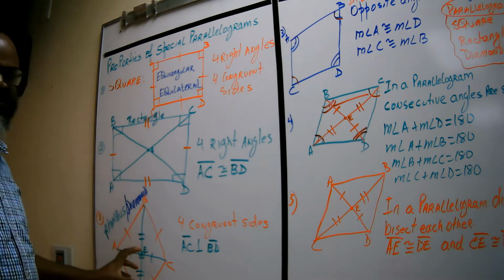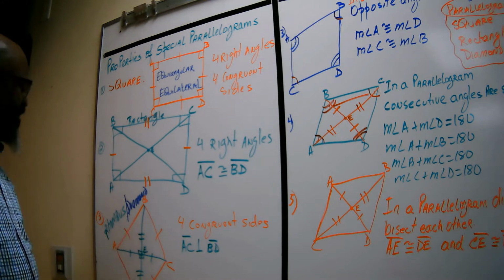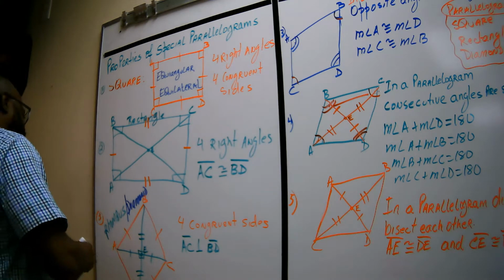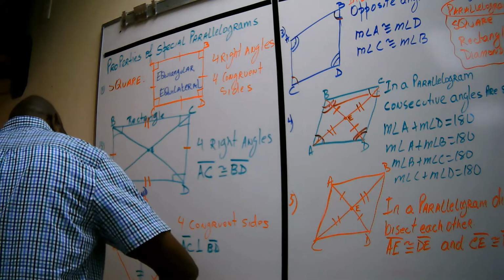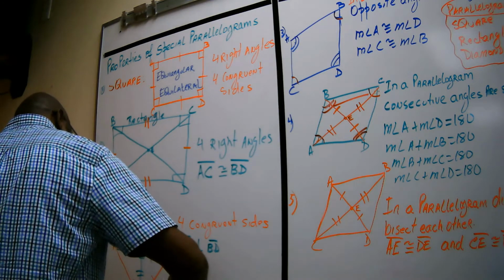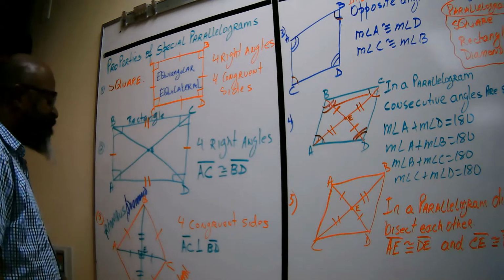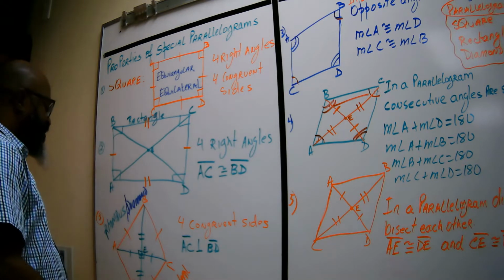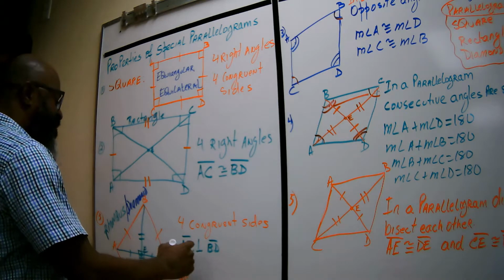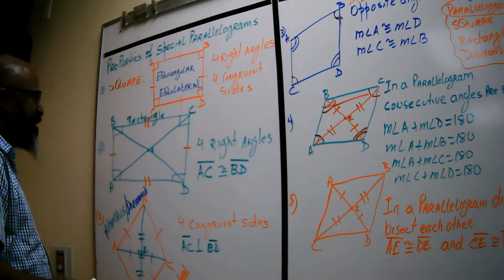And a rhombus has four congruent sides. A rhombus is equilateral, with congruent sides. And the diagonals of a rhombus are perpendicular.